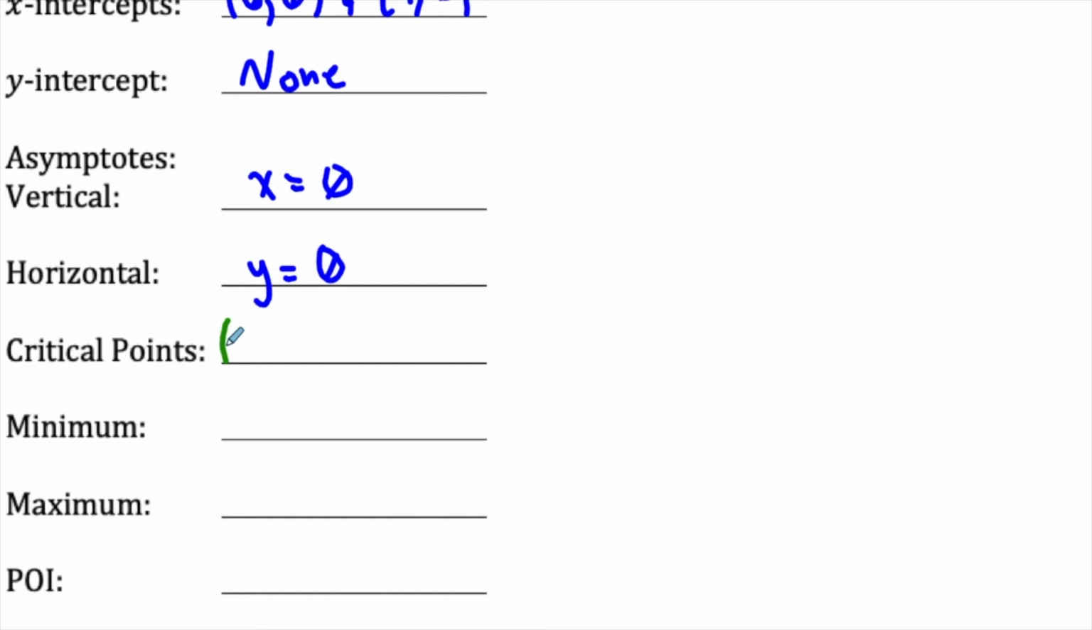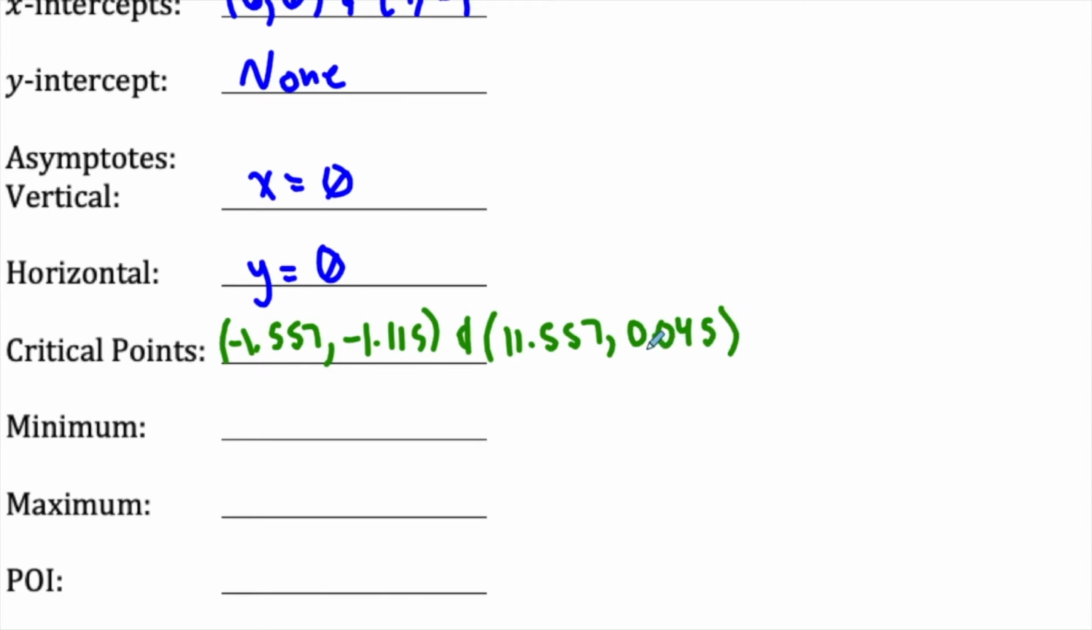Let me see here. Negative 1.557, comma, negative 1.115. There's one of your critical points, and the other one is 11.557, comma, 0.045. Again, make sure that you're plugging those in your calculator and you're getting those values. If you're not, let me know. I could have very easily made a mistake, just the same as you guys make mistakes. So just let me know if you do not get those values.